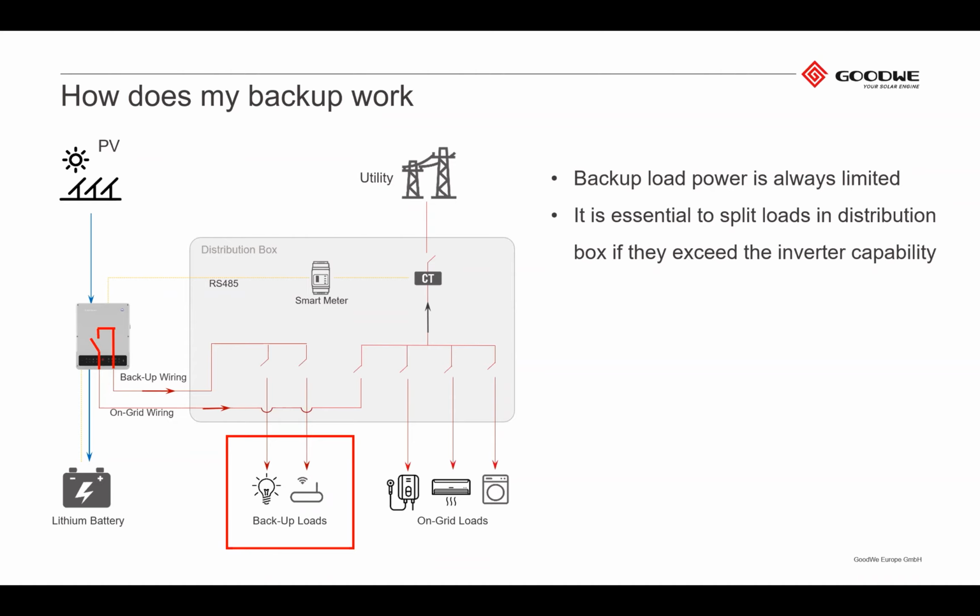But it is essential to split the loads in your distribution box. We have to make sure that the loads on the backup output are the essential loads. So no large loads, no big motors, aircons, washing machines, things like that. If they work within your inverter specifications, because we now have the 10 kilowatt EHBs, those ones can handle larger loads, such as your aircons. So normally in those cases, it's not too much of an issue. But when you are limited by the backup output, you have to make sure that your load is within range of your backup capacity, even when the grid is there.